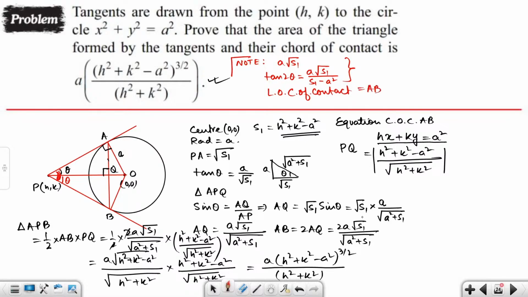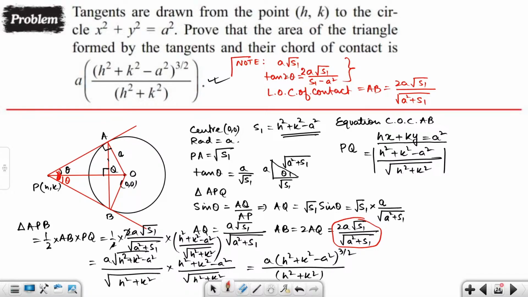What did we get AB as? This one, which is nothing but 2 times a root s1 divided by root over of a square plus s1. That's it. Is it clear? Oh, sorry, I have missed this one. Here there will be a 2. I'm sorry.